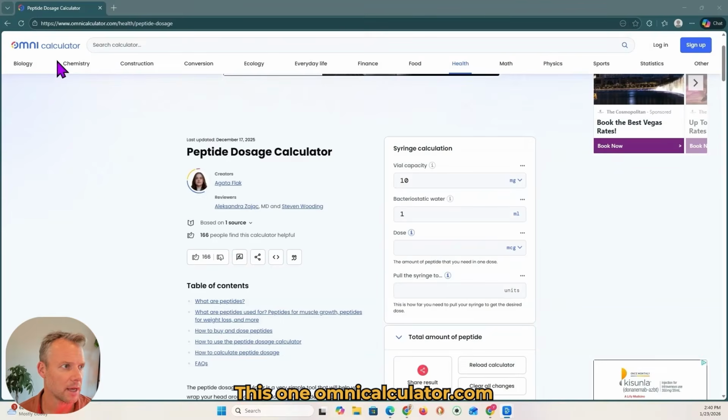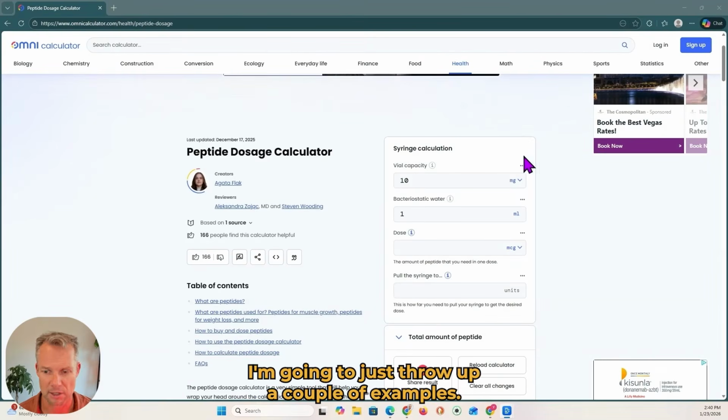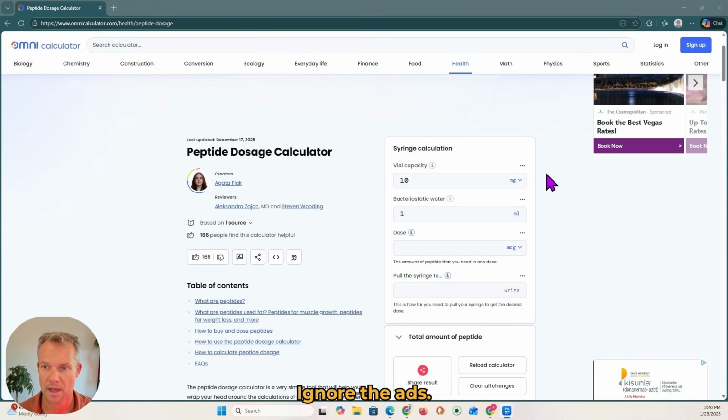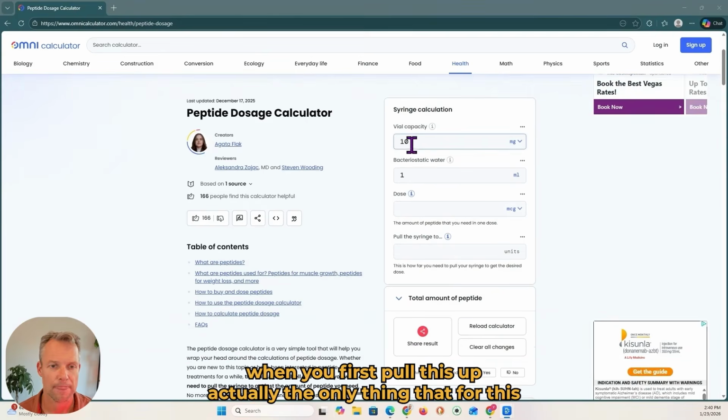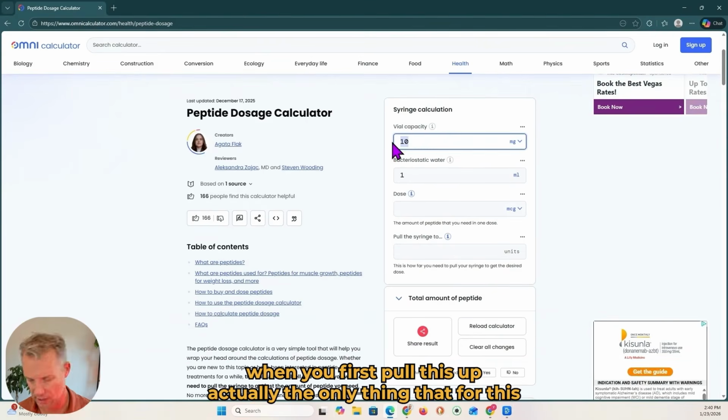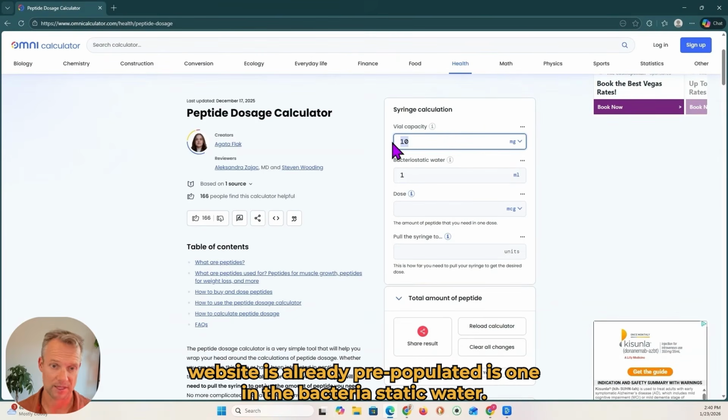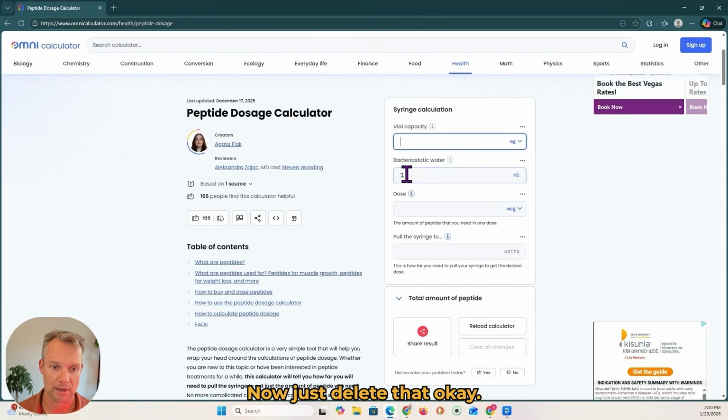This one, omnicalculator.com, has this peptide dosage calculator here. I'm going to just throw up a couple of examples. Ignore the ads. That's obviously how they're making their money. When you first pull this up, the only thing that is already pre-populated is 1 in the bacteriostatic water. Now, just delete that, okay?